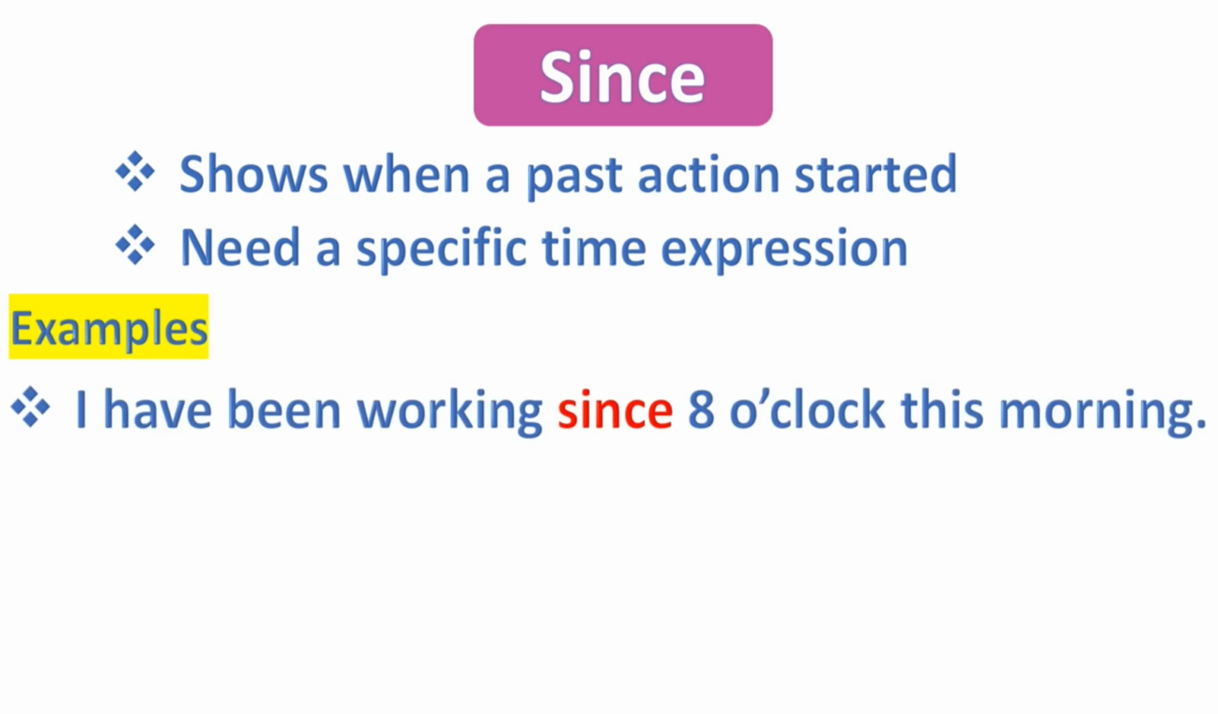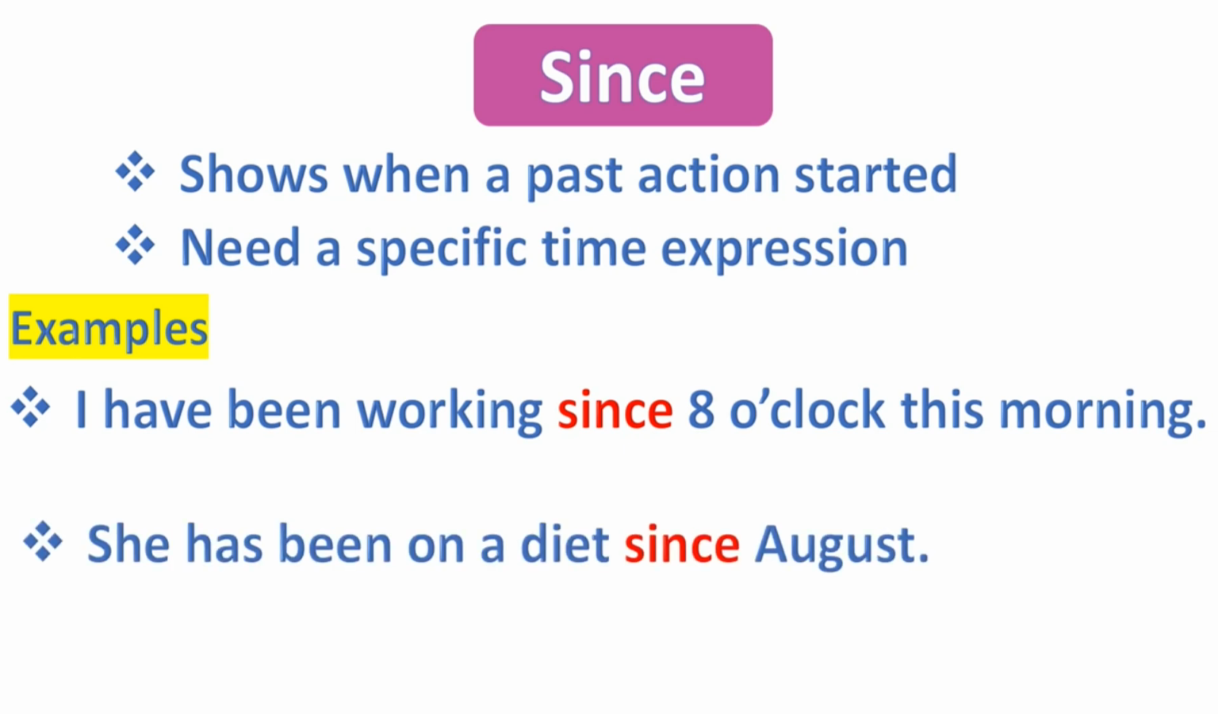I have been working since 8 o'clock this morning. In this sentence, the specific time expression comes after since, and it shows when this person started working. The next sentence is, she has been on a diet since August. In this sentence, the specific time expression here is August, and it comes after since. It shows when she started dieting.